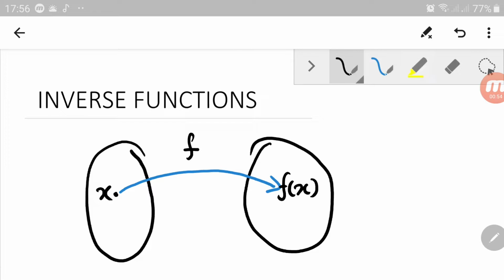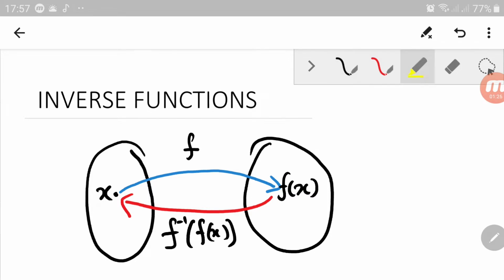Now what happens if we want this f(x), this very f(x), to become x again? That's when the idea of inverse function comes in. The idea is that we take the f(x) and put it inside the inverse. Initially the x is inside the f, so it becomes f(x). Now the image, the f(x) that we have here, we put it inside a function of inverse, so we will get our x back.